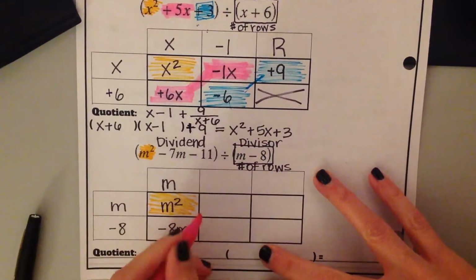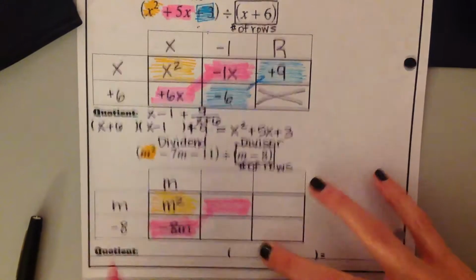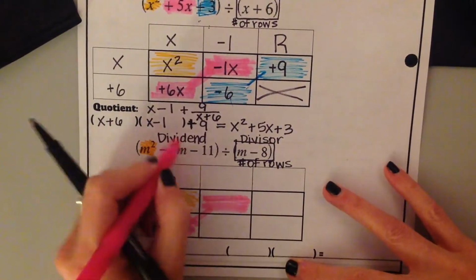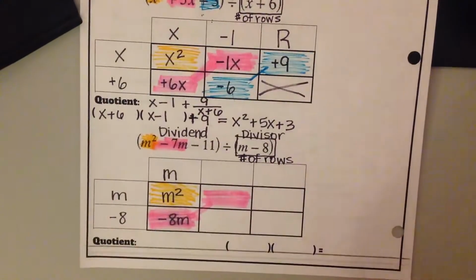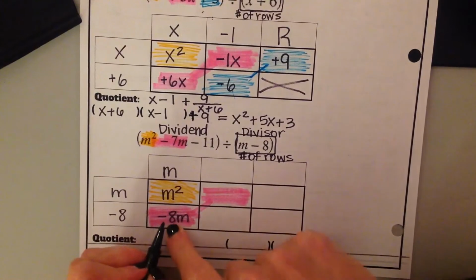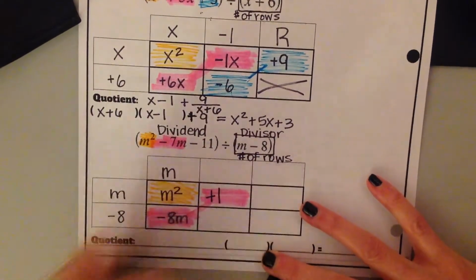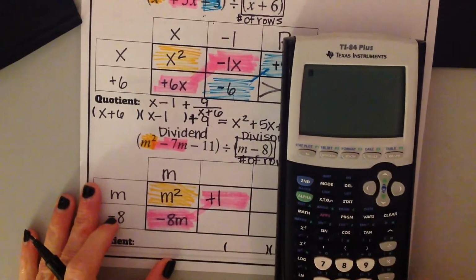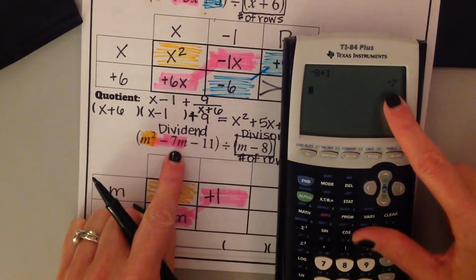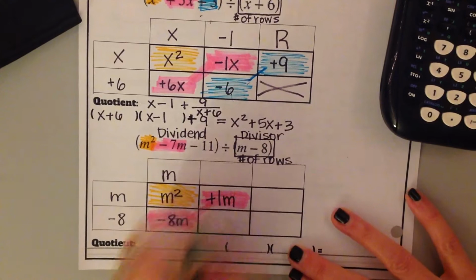And now I know that my diagonal boxes are going to be like terms. So now I need to see what they need to combine to, and I need to get to a negative 7. And negative 8m plus what is going to equal negative 7m? And that would be a positive 1. And again, I can check my math if I'm not certain. Negative 8 plus 1, and I should get a negative 7 in the calculator. And these have to be like terms, so I have to make this an m term.